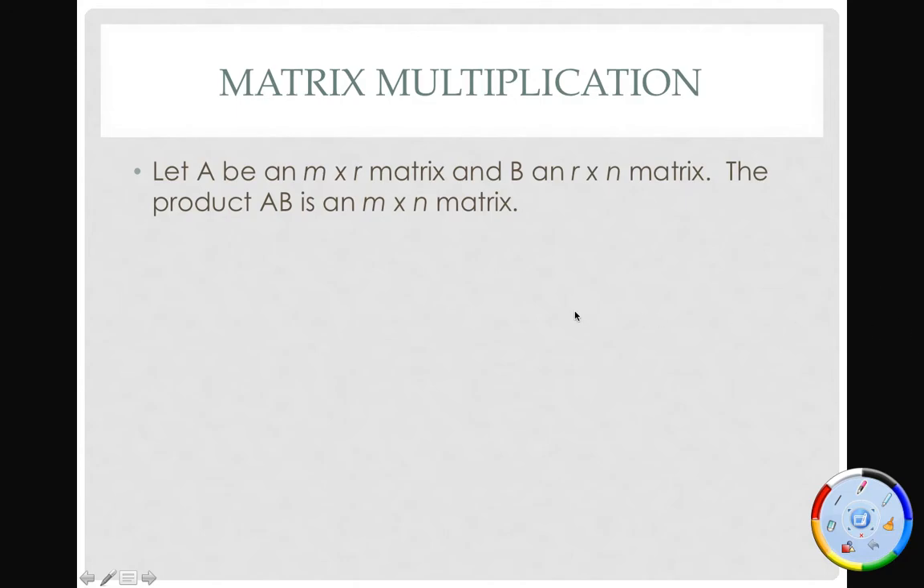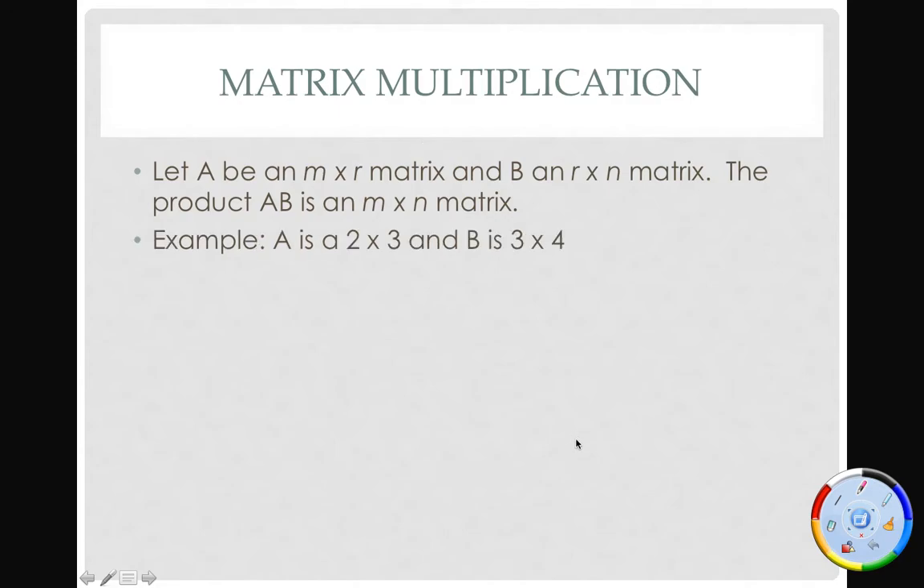If you have an M by R and an R by N matrix, and you multiply them, your result is an M by N. Notice the R's here are the same. That's very important. The columns of the first have to be the same as the number of rows in the second. And you might notice in this case, I can do A times B, but I couldn't do B times A. There's very cool little things with matrix multiplication here.